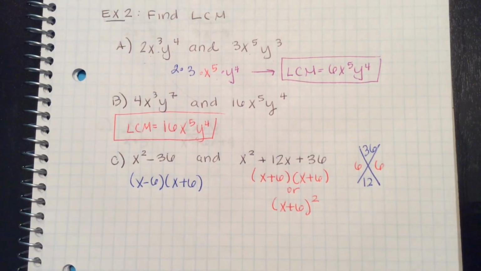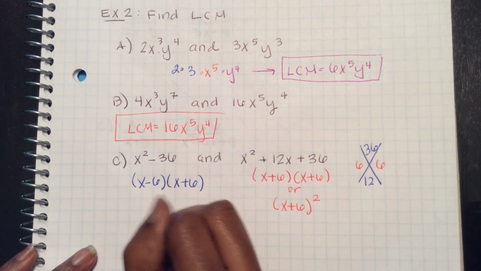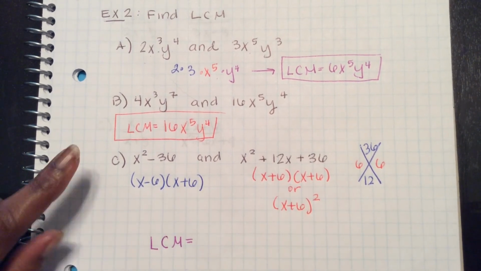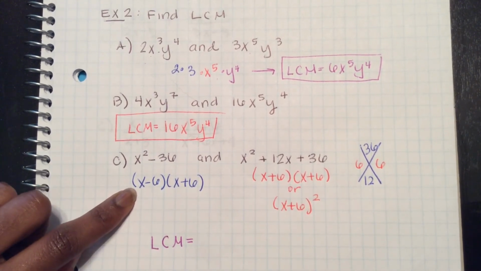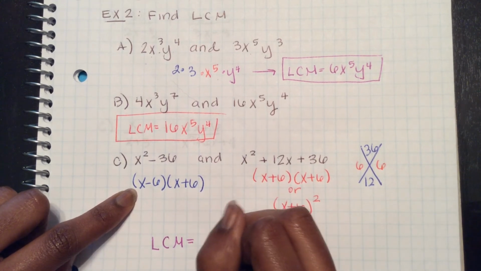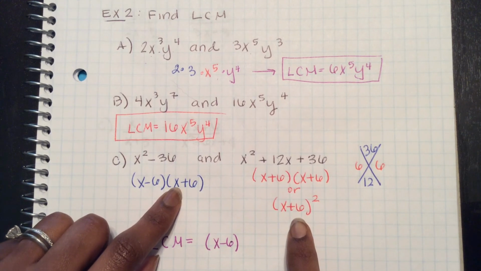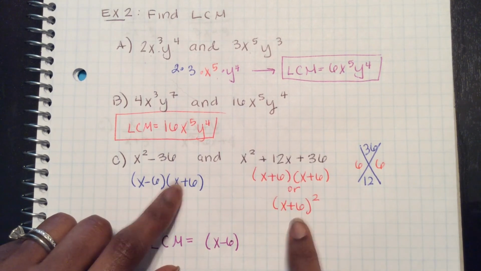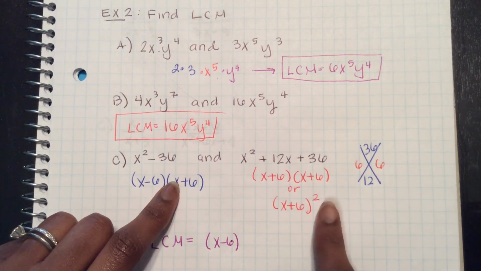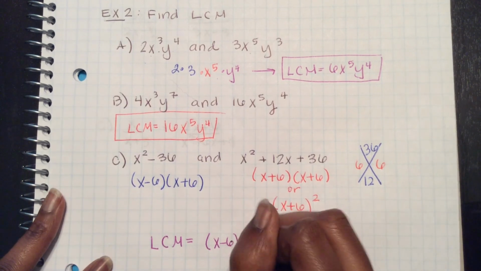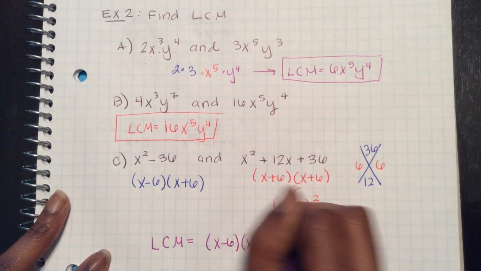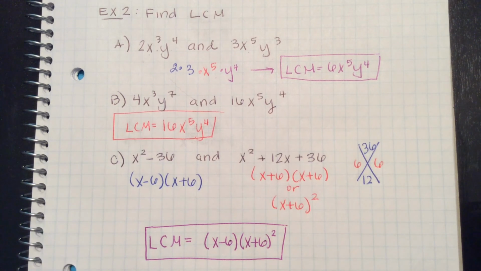So now my least common multiple is each factor to the highest power we see. So x minus 6 is the first factor. It's only there one time. Now both of these have a factor of x plus 6, but which one has the highest power? X plus 6 squared. So that would be my least common multiple for those two polynomials.